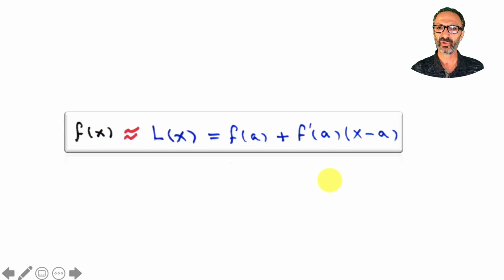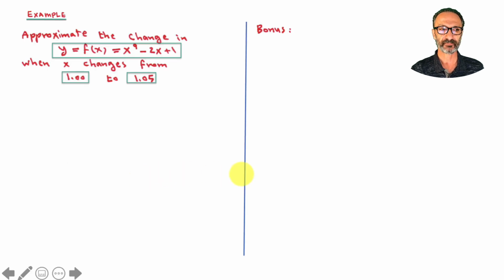Here are 2 quick examples, because most of the examples are the same. I don't want to repeat myself a lot, but I picked 2 different ones to show you what's going on. What is delta y that we're going to use instead of dy, and what is the equation of the line that's called L of x. Example number 1. Approximate the change in y, where y is called f of x in general, x to the 9th minus 2x plus 1, when x changes from 1 to 1.05.